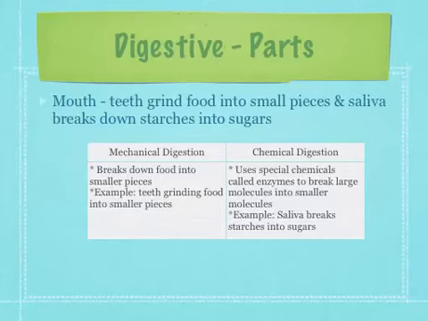Now that we know about the different types of digestion, we'll get into the different parts. So the first part of the digestive system is the mouth. And the mouth is responsible for grinding food into small pieces. You have your teeth to do the grinding. In your mouth, you also have saliva, and the saliva helps with the chemical digestion. It breaks down starches into sugars. That's why when you suck on a saltine cracker, it tastes sweet.